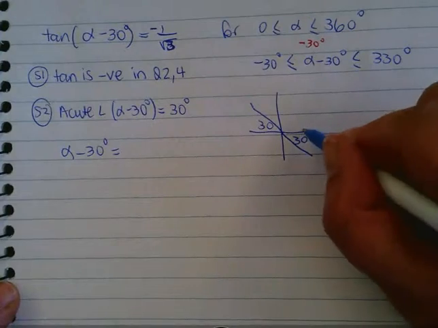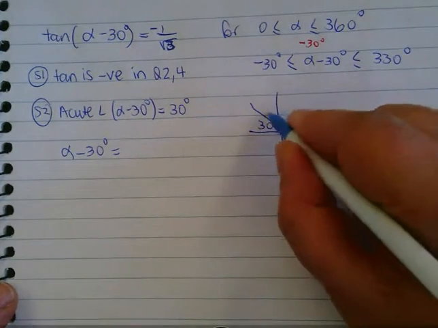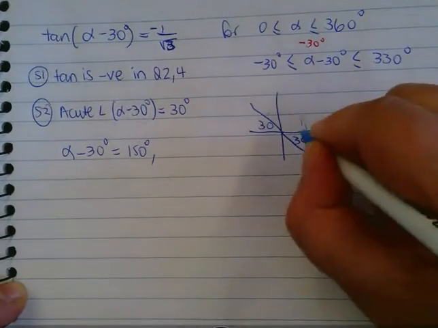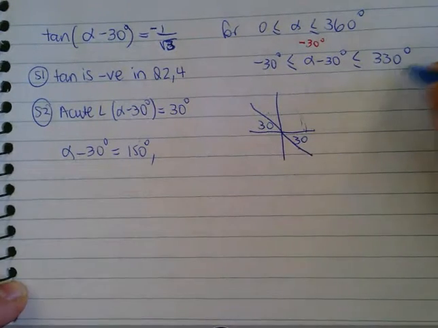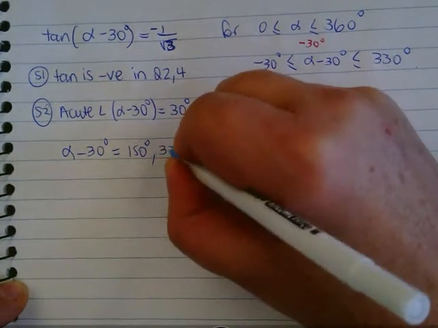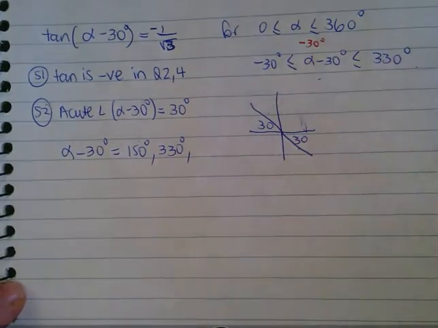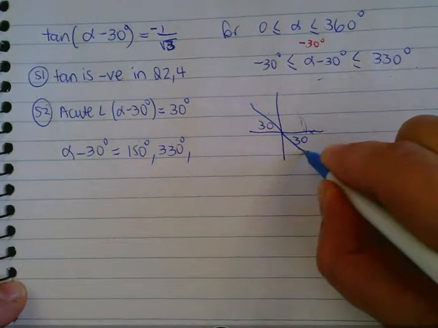So start at 0, go all the way around to 330. What have you got? Your first one's definitely 150. Now, what's this one? 330. Does that get included? Yeah. Good. Okay, so we've gone from 0 to 330, but I haven't done my negative ones. Now from 0, what do? Is that allowed? Yeah. Good.